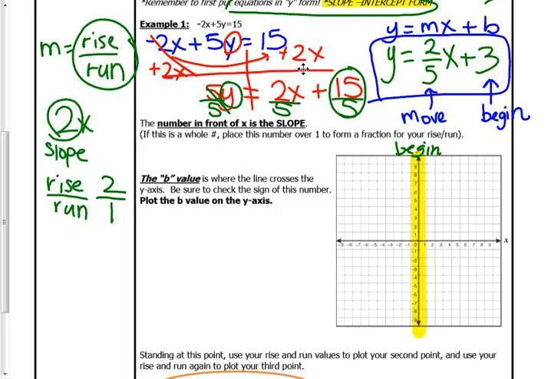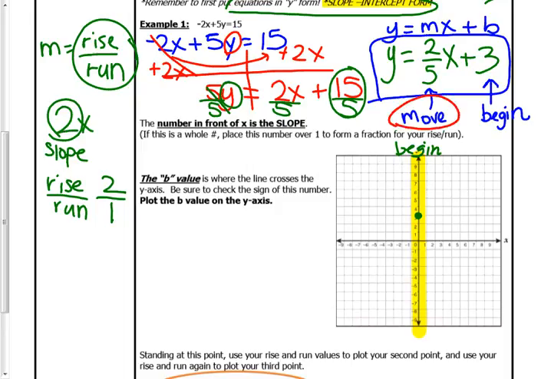Okay, so the 3 is positive. The 3 is here, so I'm going to begin at the 3 on the y-axis. I'm going to plot a point right there. Okay, and then looking at my equation, it's telling me to move according to this fraction.